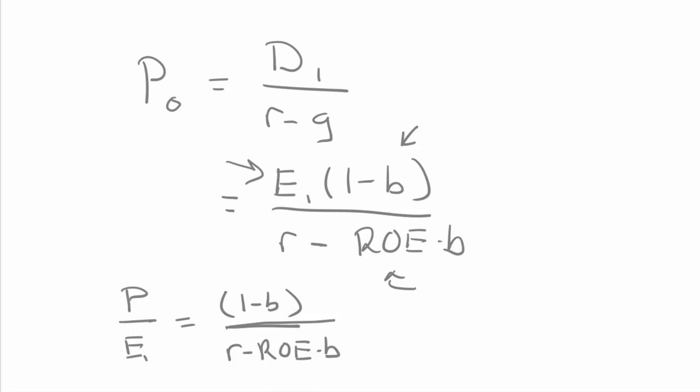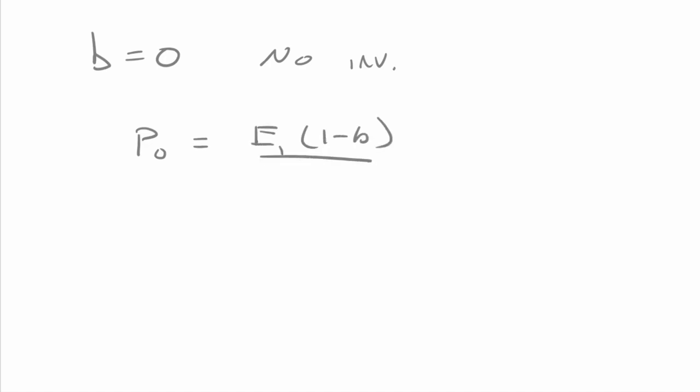So what happens to a company if there's no investment, if nothing is plowed back? So consider the case of B equals 0, no investment. What happens to the formula? So remember, P0 equals E1 times (1 minus B) over (R minus B times ROE). With B equals 0, we get E1 over R.